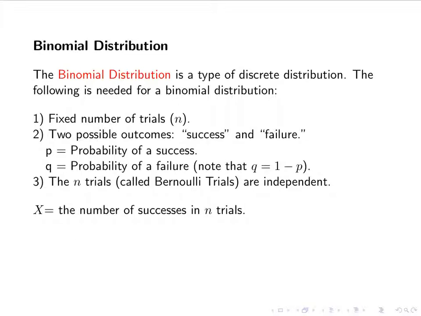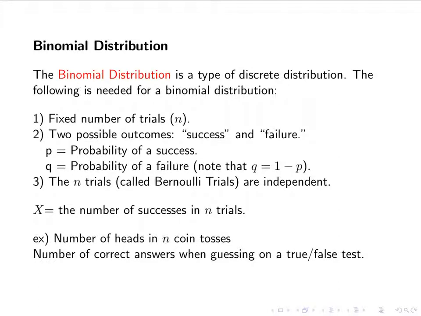And then we're going to let the random variable x be the number of successes in those n trials. So for example, the number of heads in n coin tosses, or the number of correct answers when guessing on a true-false test. When flipping a coin, there's only two possibilities, a head or a tail. And in our case, since x is the number of heads, a head would be a success, and a tail would be a failure. Number of correct answers when guessing on a true-false test: again, there are only two possibilities, true or false. True would be the success, false would be the failure in this case.